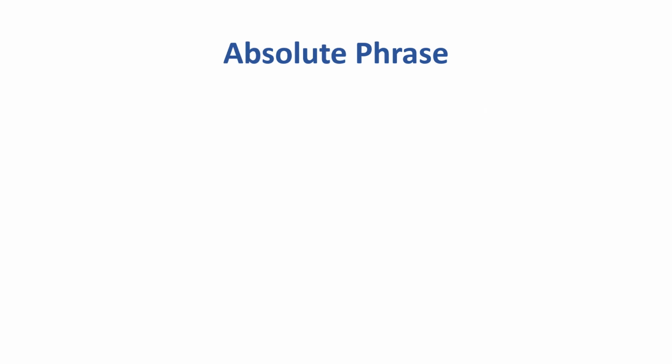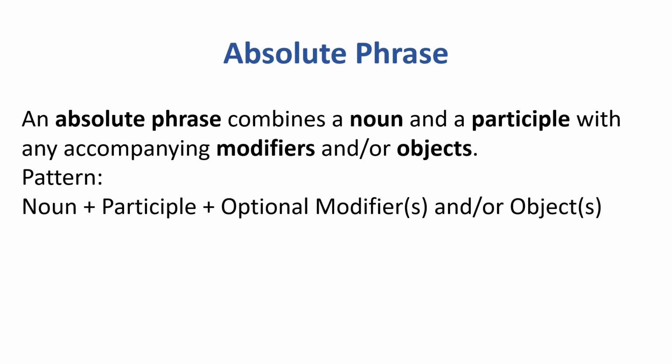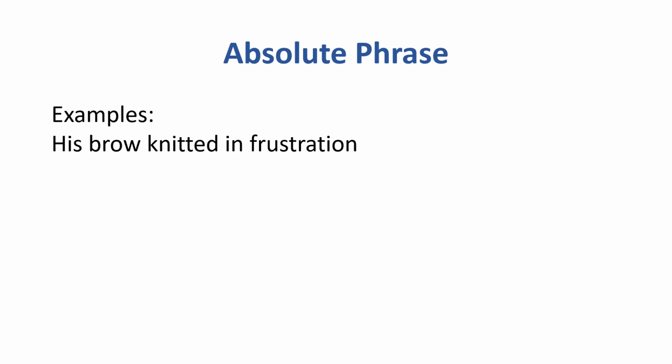Then we're going to talk about the absolute phrase. An absolute phrase combines a noun and a participle with any accompanying modifiers and or objects. The pattern is noun plus participle plus optional modifiers or objects. Then we're going to talk about absolute phrase examples.